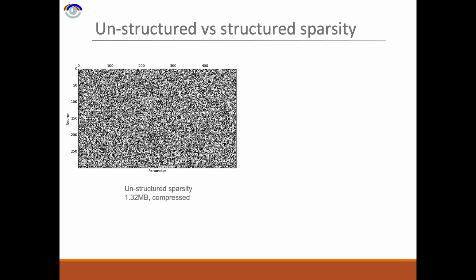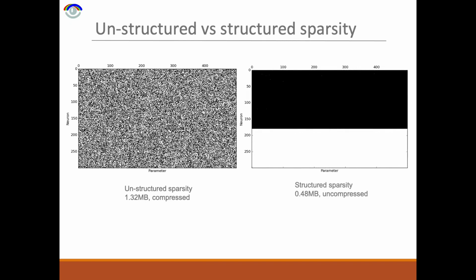Of course, compressing the unstructured sparsity brings some representation overhead. However, if we have the same sparsity, but in a structured way, meaning that entire rows, which are neurons, are removed, for the uncompressed model we have a much lower memory occupation. The same applies also to convolutional layers.